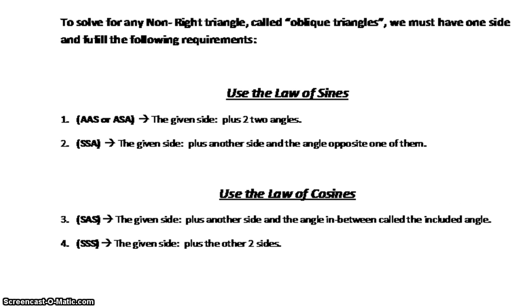The situation says, to solve for any non-right triangle, called an oblique triangle, we must have one side and fulfill the following requirements. So a side is necessary. We're always going to have a side. The reason we need a side is the following. If I have a triangle like such, and we'll call the vertices A, B, and C, and A is unique from B and unique from C.